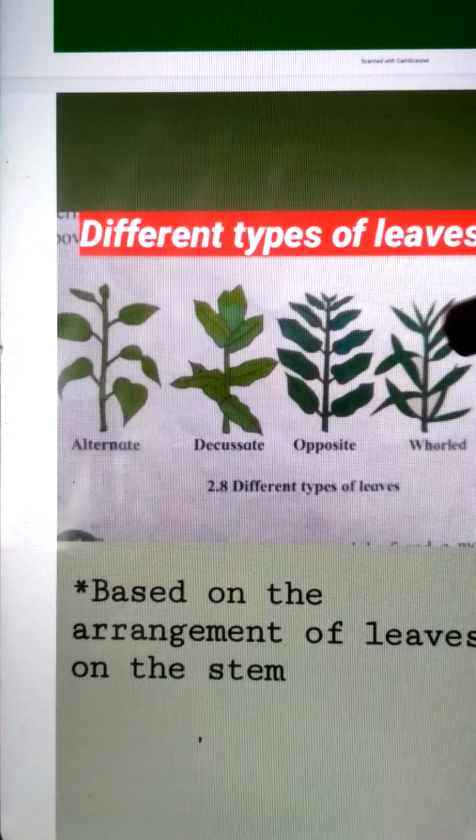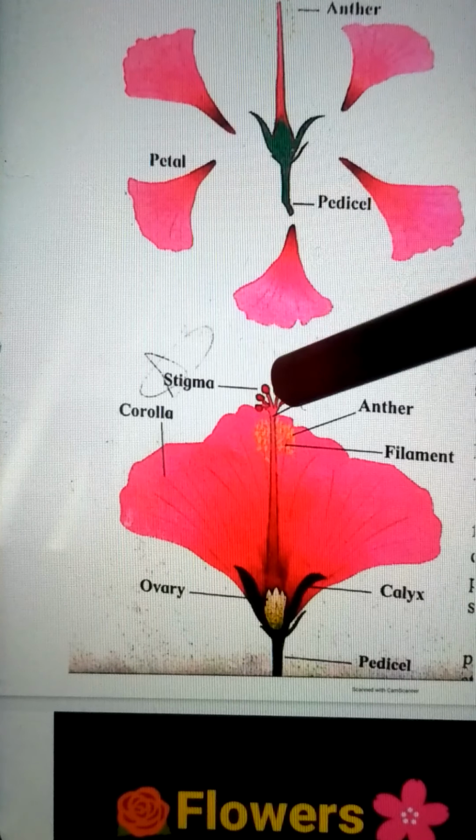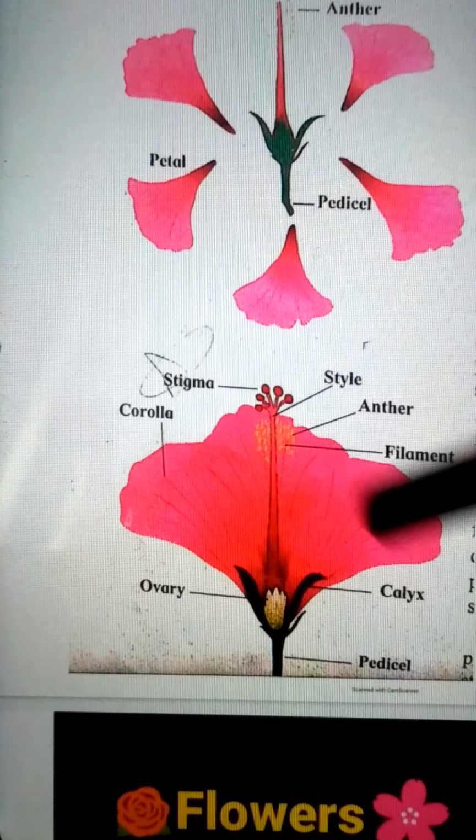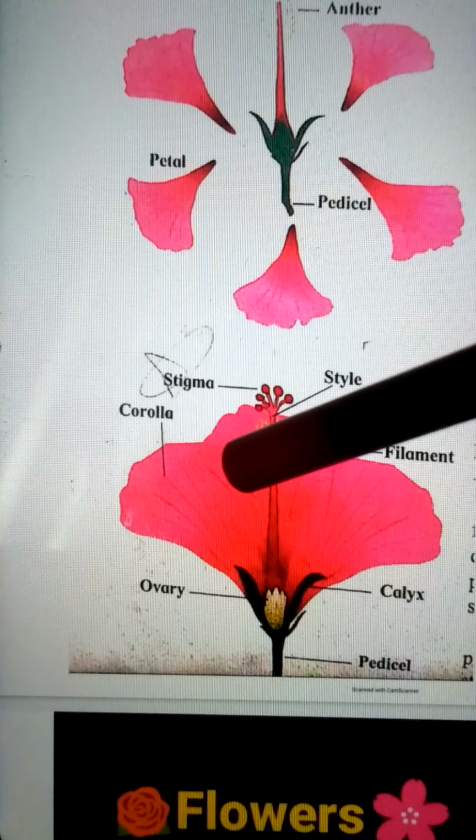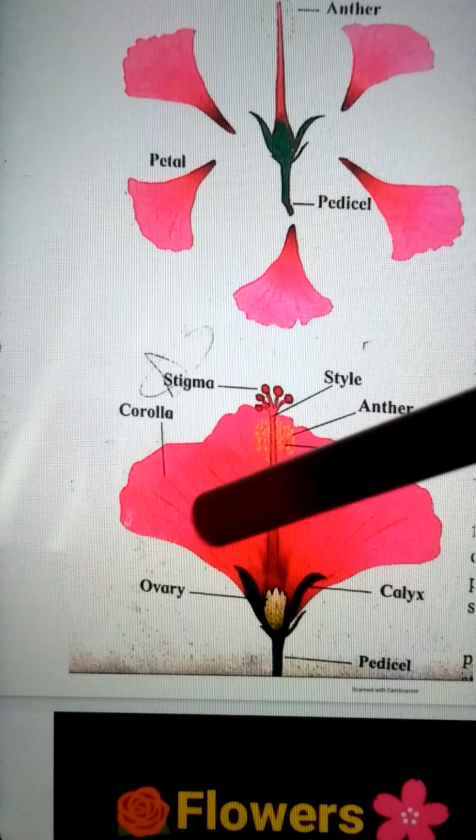See, this green color structure is called calyx, the stalk like structure is called pedicel. This tube like structure is called what? It is called style. And this small part is called stigma. And when the petals, each petal, are combined, then we get what? Corolla. The petals together form what? Corolla.